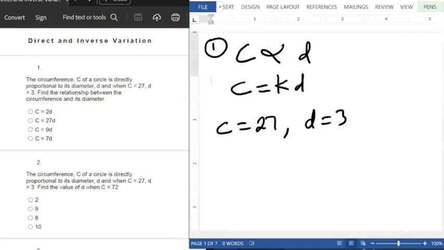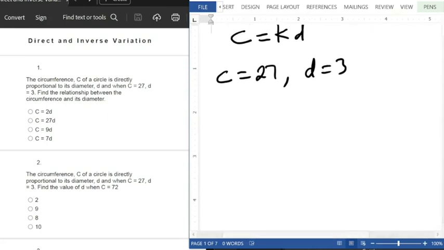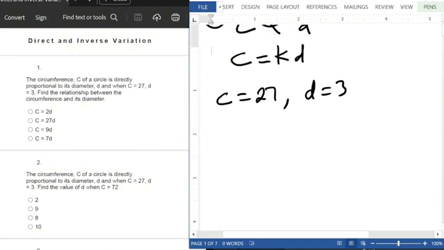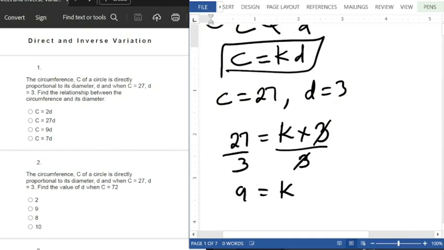The first thing we're going to do is find the value of the constant and put the value of the constant into this equation here. That gives us the relationship. So we replace C with 27, and K times D, which is 3. It is K we are looking for. We divide both sides by 3. So 3 cancels 3, and 3 into 27 is 9. That is, K equals 9.